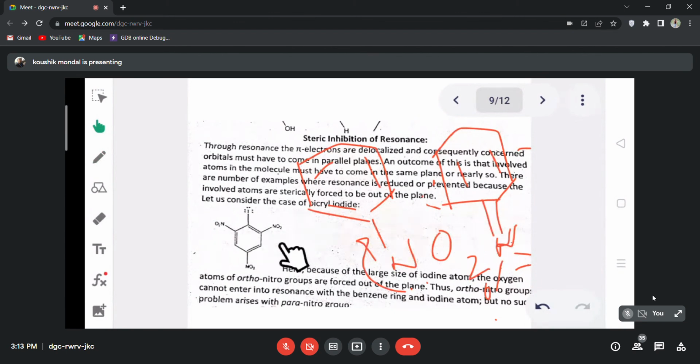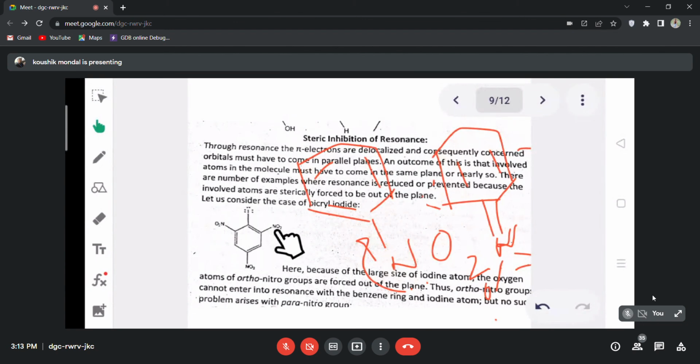Okay, so here is the C single bond N, and this position is para, and what is this position called? It is meta. So it can be asked which C-N bond has longer length in between these three C-NO2 bonds.